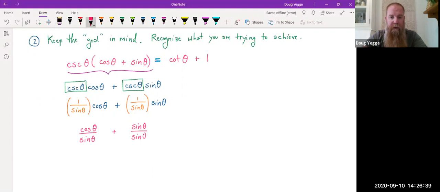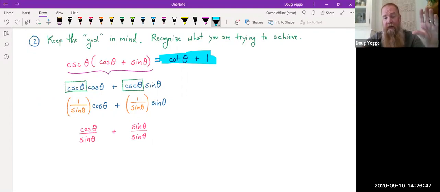I'd like you to also recognize that I have never once touched the right side. And since I haven't touched the right side, my goal is to turn the left side into the right side. So I should only be working with one side and not shifting things from side to side like I would in a regular equation.